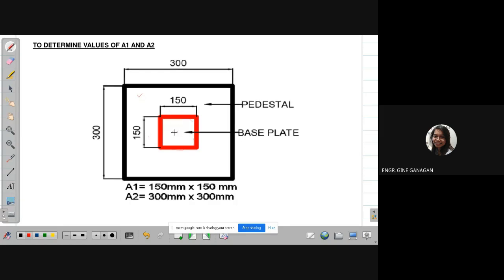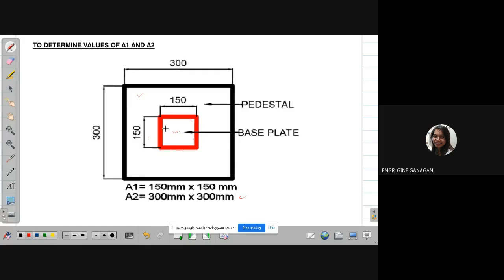And then, yung area 2 naman natin, that is the maximum area of the portion of the supporting surface that is geometrically similar. Okay. So, geometrically similar. Since this is square, yung area 2 natin is 300 by 300. Parehas yung centroid of area ng dalawa, yung base plate tsaka yung pedestal.